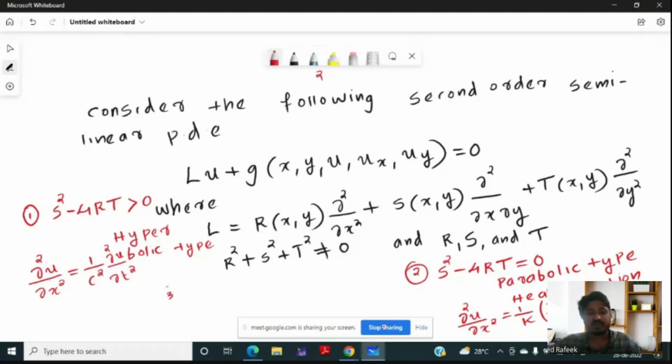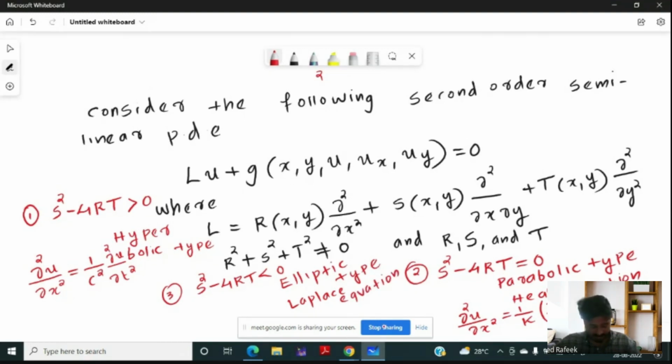And the third case is the elliptic type. S² − 4RT less than 0. Whenever this holds, then we can call it an elliptic type. An example is the Laplace equation, just one of the examples. And the Laplace equation is ∇²u = 0.